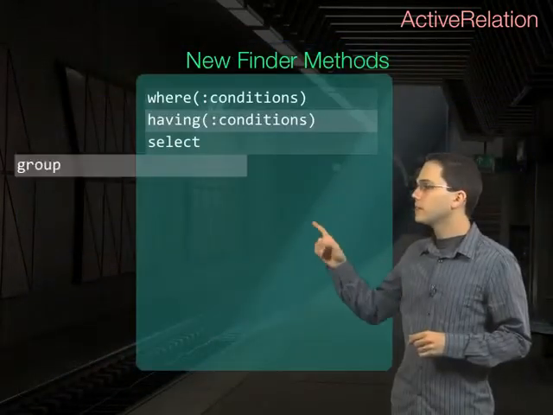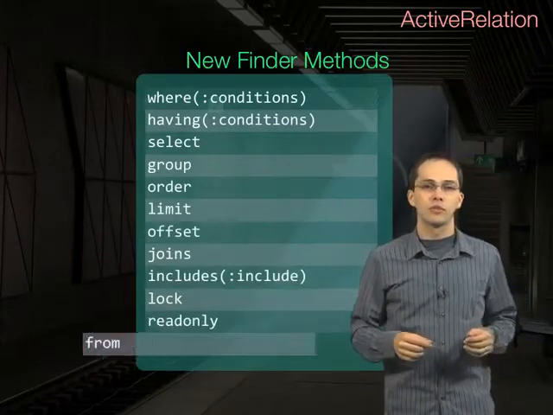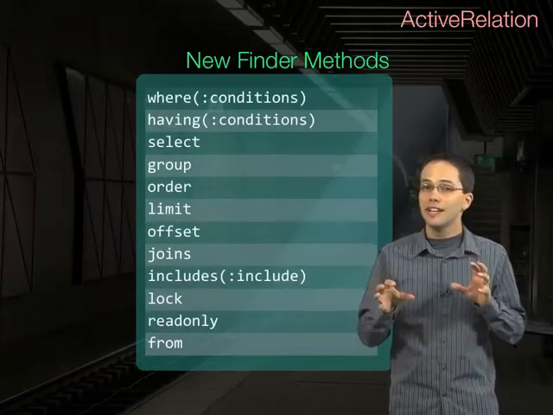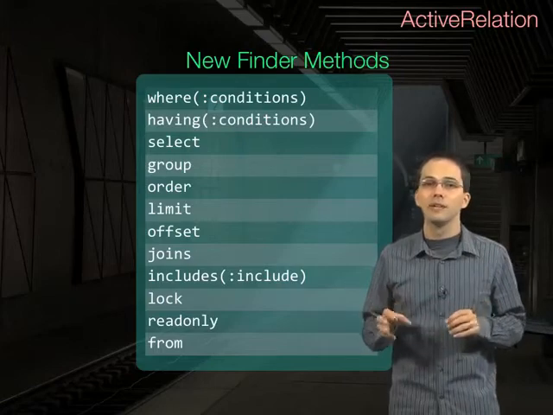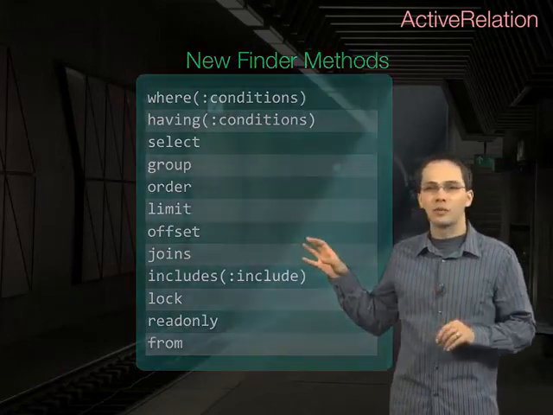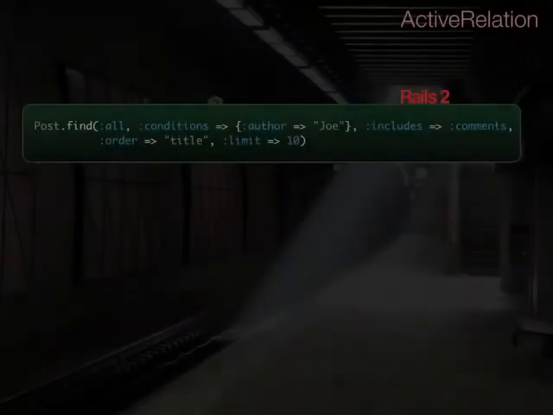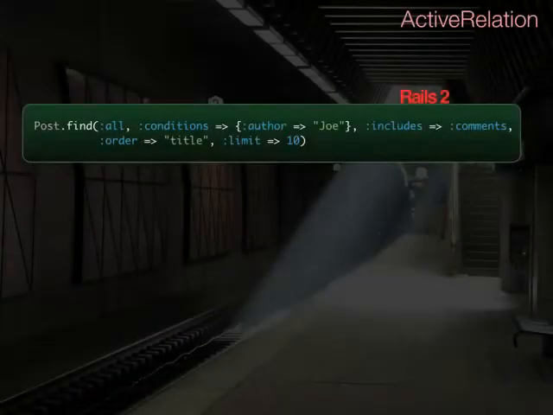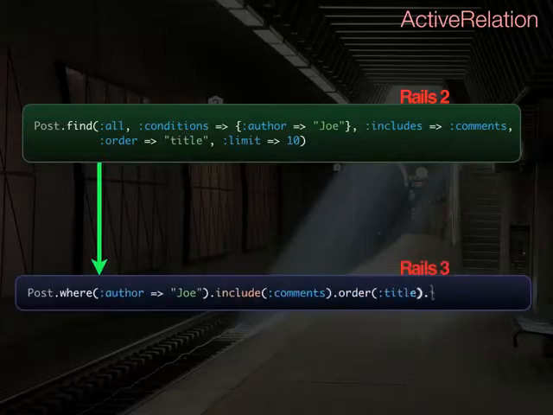Now here's a list of all the new Finder methods which you can now use in Rails 3. Now the Rails 2 syntax is still going to work most of the time, so if you're upgrading an application, you don't have to worry about rewriting all of your queries to use this syntax. Lastly, I want to show you one more example of going from the old syntax to the new syntax. So here's a common Rails 2 query, and to write that in Rails 3, it might look something like this.